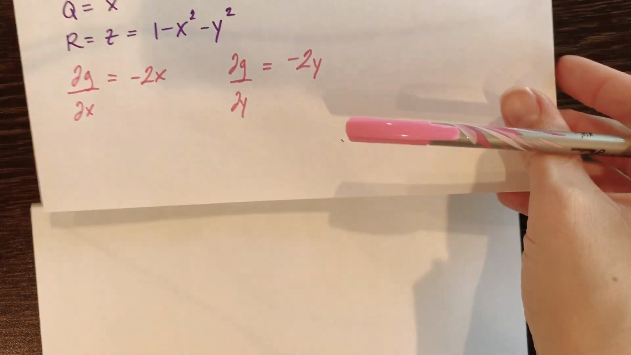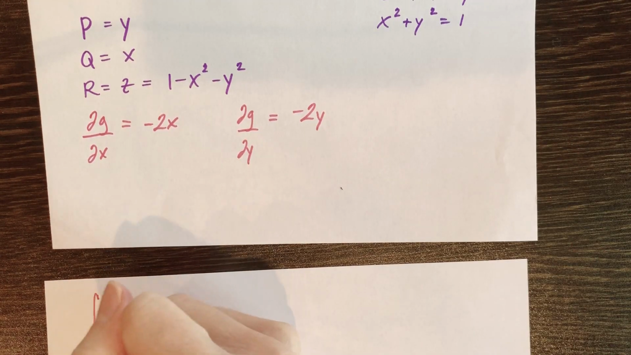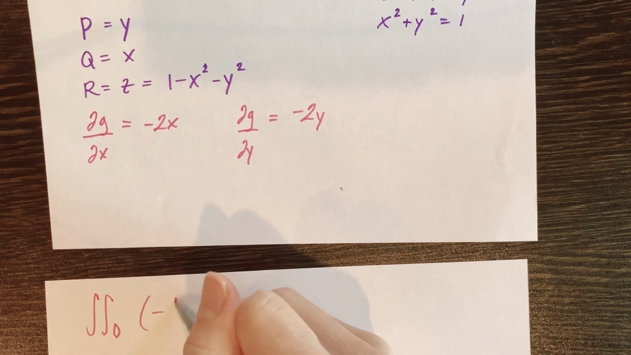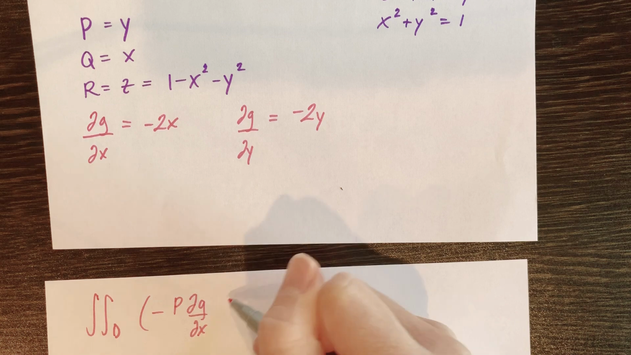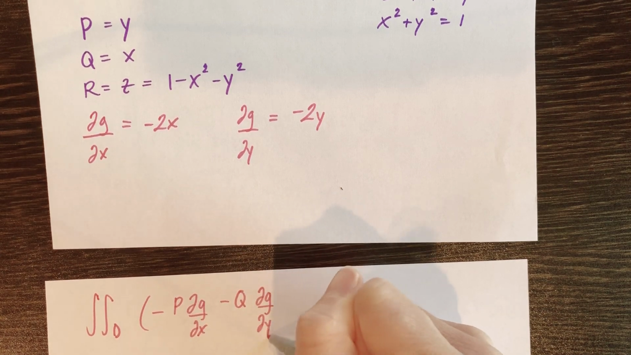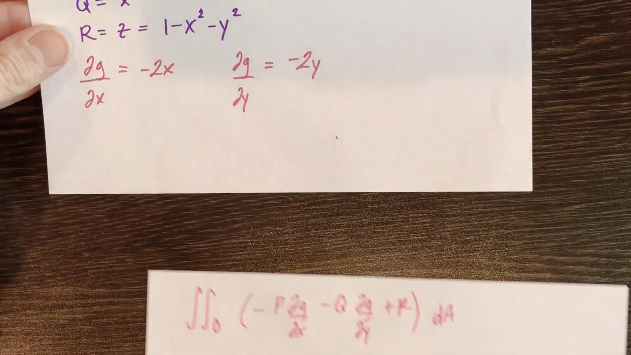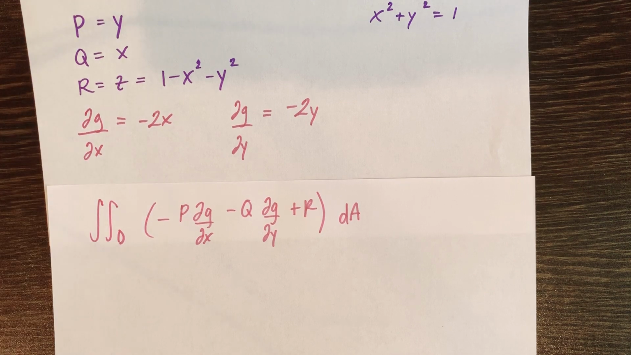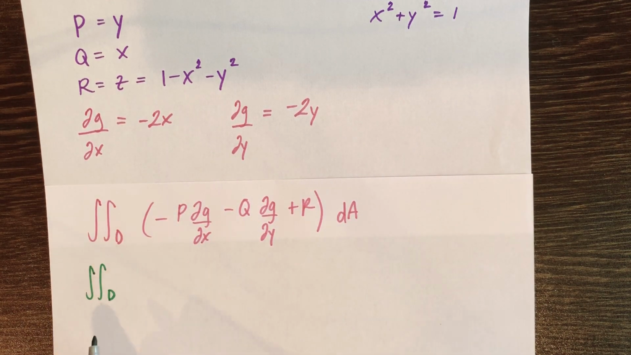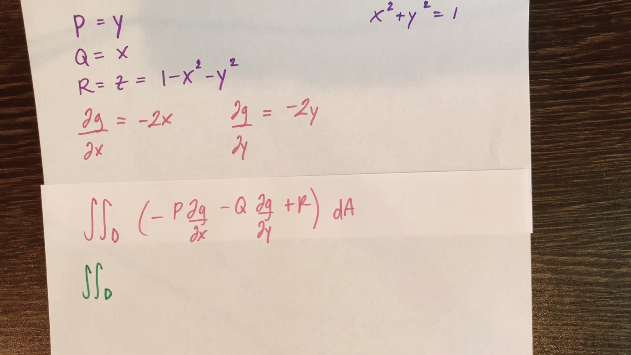So if I want to start plugging in, I want to keep in mind my formula: negative P del g del x minus Q del g del y plus R. I have my P, Q, and R, and I have my partials, so I can start to plug some stuff in. I'm going to plug everything in before I do my bounds. It's always helpful to save the bounds for the last part, because then if you want to convert to polar, you don't have to worry about filling in those awkward bounds first.